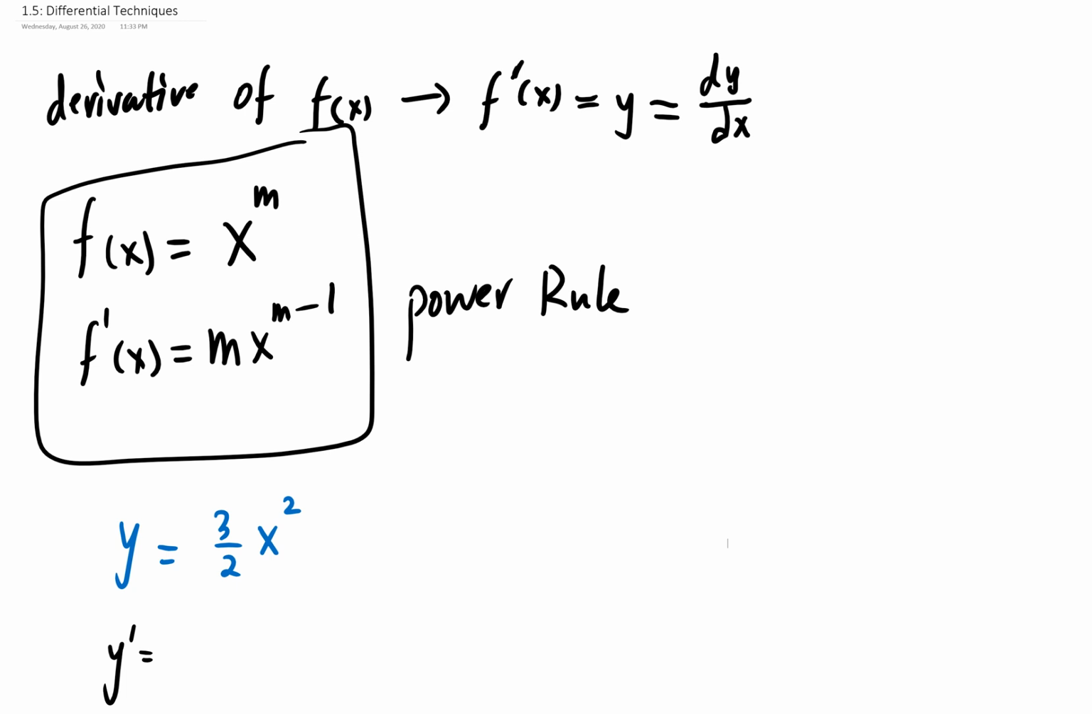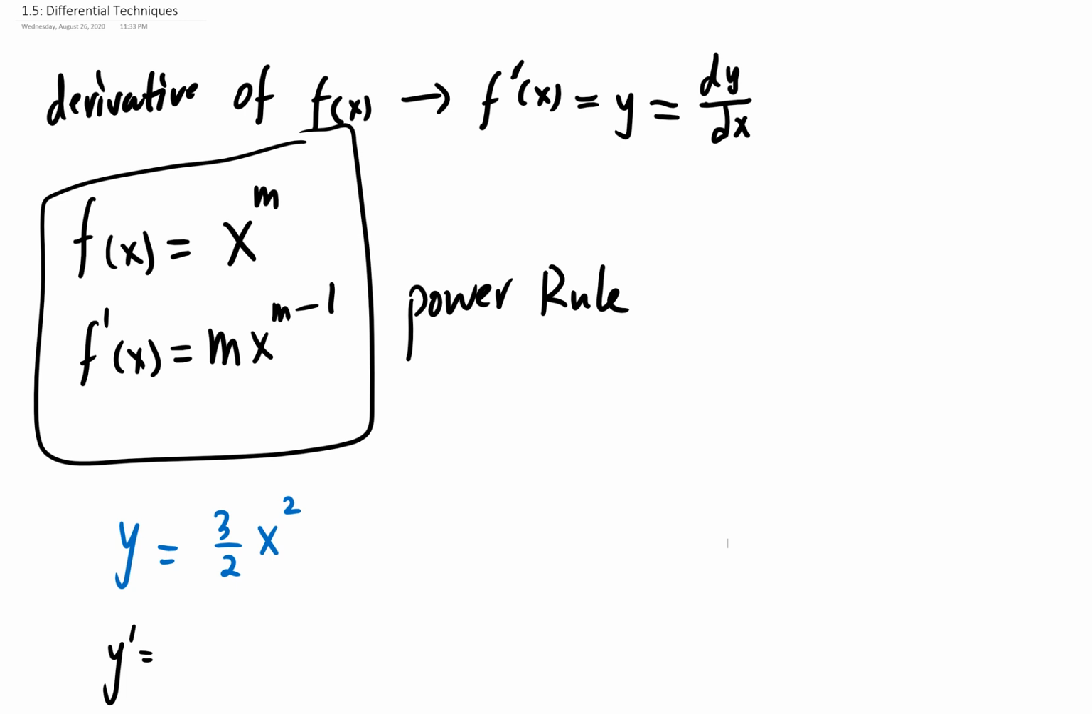Section 1.5 Differential Techniques. Basically, we're going to learn techniques about finding derivatives using shortcuts. In the previous sections, we used the main definition of derivatives, but that one took some time to work with. When we did the limit as h goes to 0 of f of x plus h minus f of x over h, that took a lot of time. So what we can do here is learn new formulas.